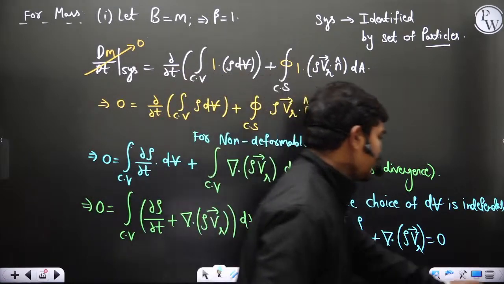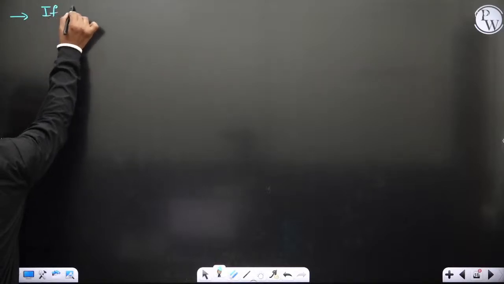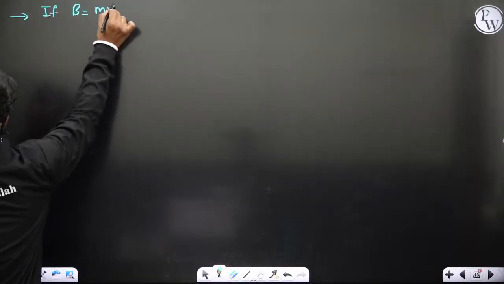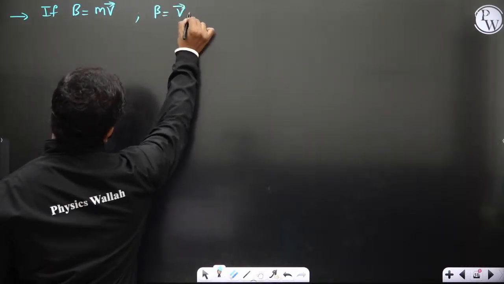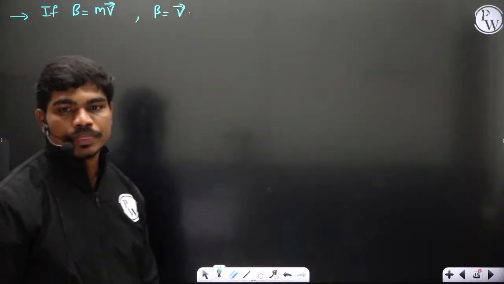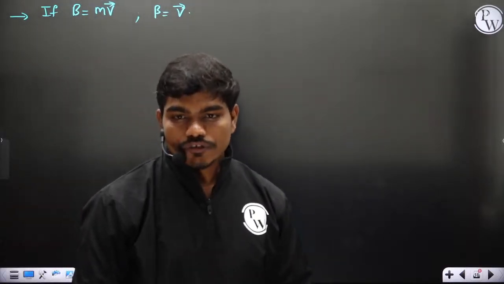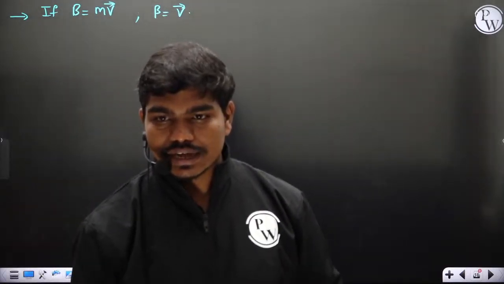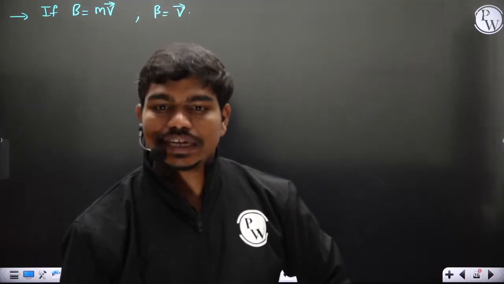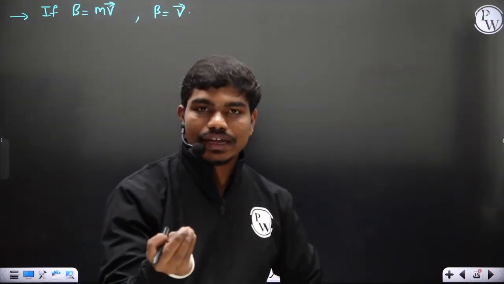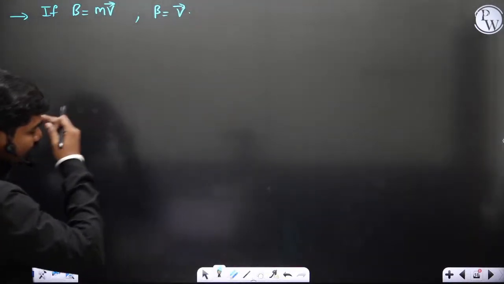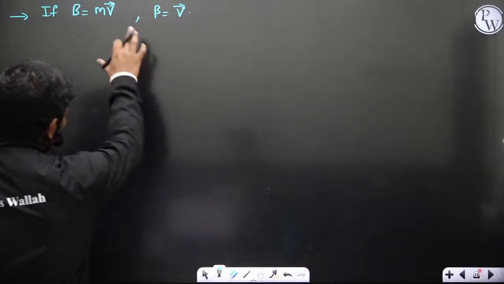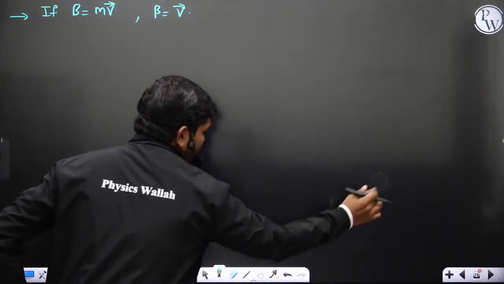Now let us look at the linear momentum equation. If B is equal to momentum, beta is equal to v, because if you divide this by mass, you will get beta equal to velocity. In the expression of the Gauss divergence theorem, dV is constant, like we considered in earlier terms. Basically we choose dV, but that dV is actually time independent. Clear?